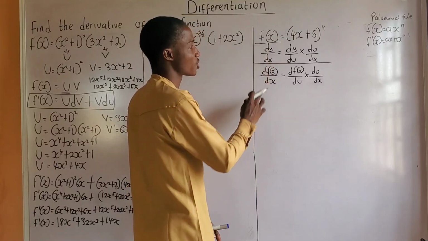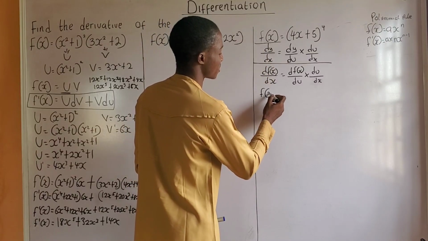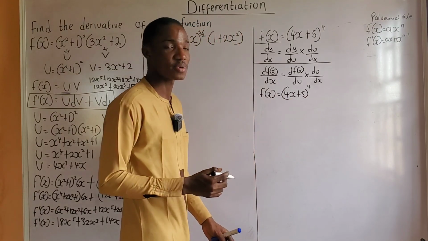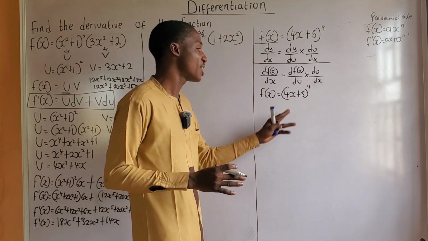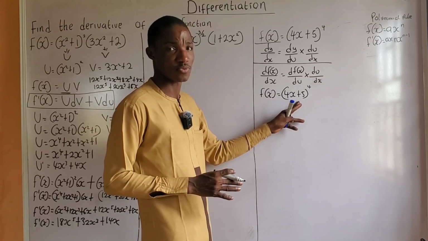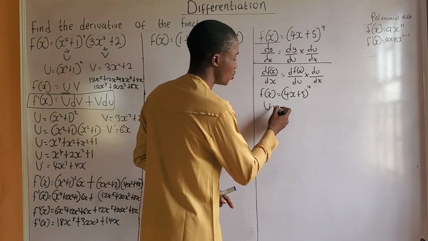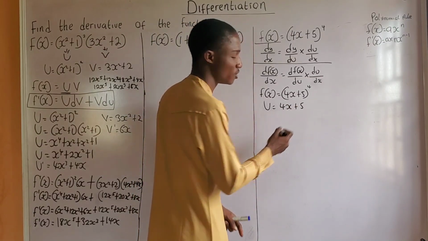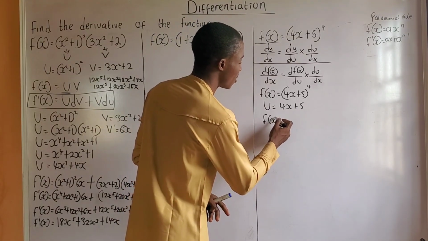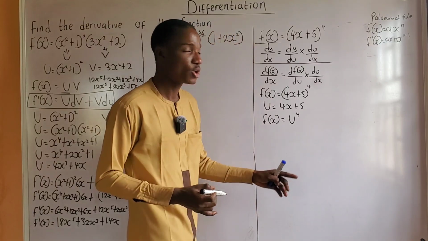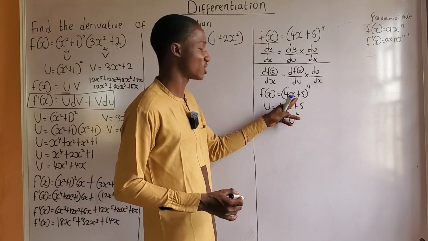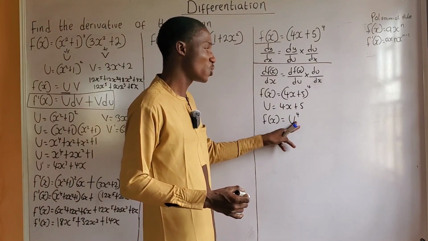To differentiate this function, f of x equals to 4x plus 5 raised to the power of 4, the first step is that you have to set u equals to the function inside the bracket. You understand? The function inside the bracket is what? 4x plus 5. So let u equals to 4x plus 5. Hence, if u equals to 4x plus 5, f of x will now be equals to u raised to the power of 4, because we have set u equals to the function which is inside the bracket.